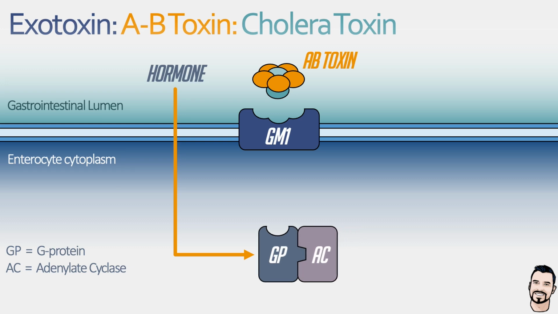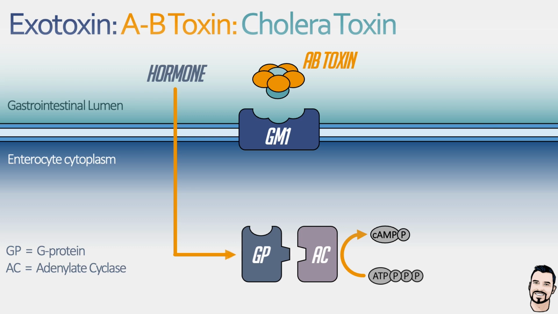And this binding activates the adenylate cyclase enzyme, which converts ATP into cyclic AMP. And due to the nature of the interaction between the two, after a short period of enzymatic activity, they dissociate from one another, resulting in low intracellular concentrations of cyclic AMP being produced.